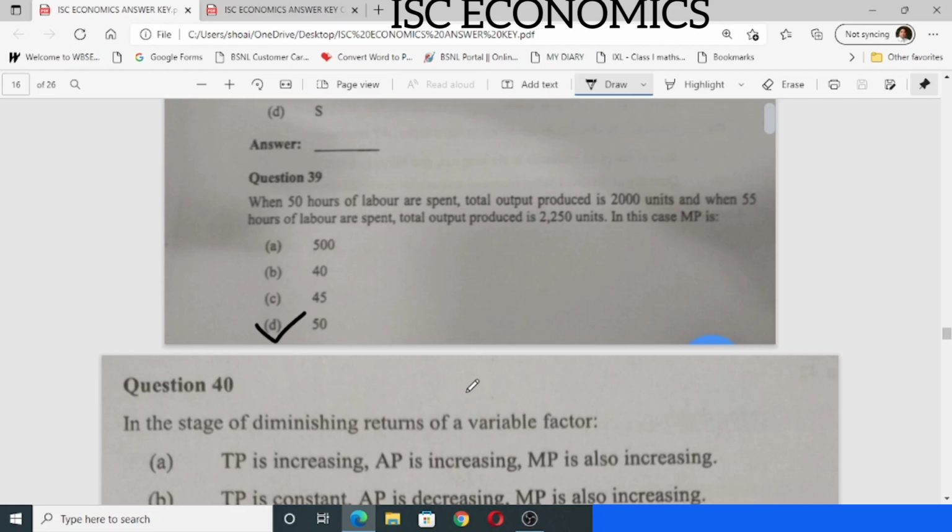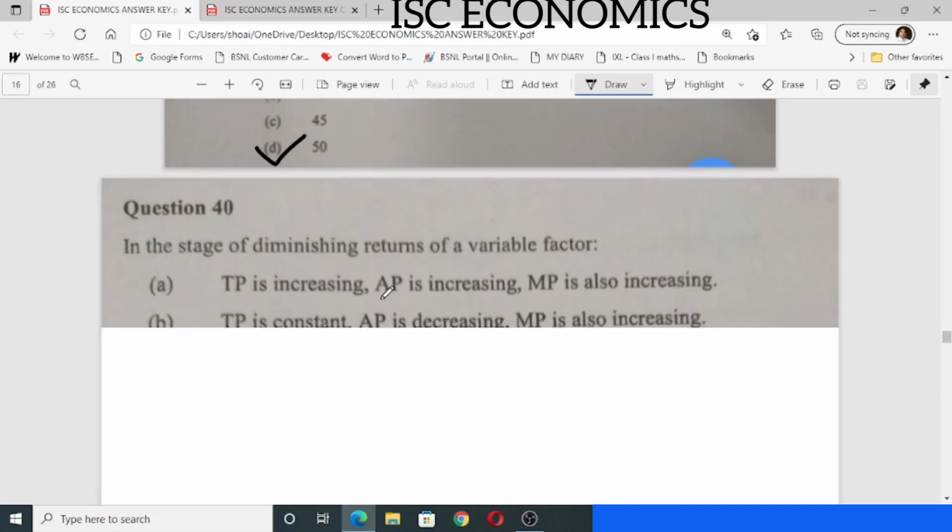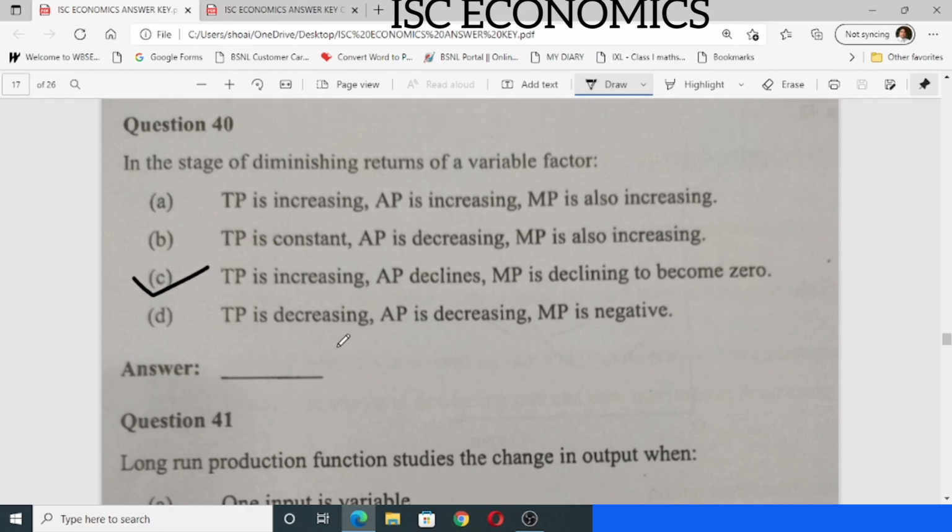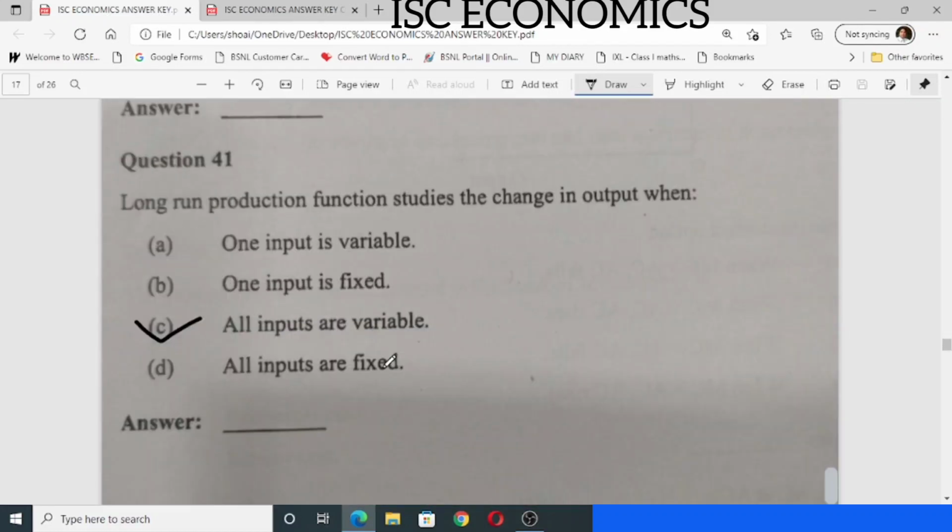39. When 50 hours of labor are spent, total output produced is 20,000 units, and when 55 hours of labor are spent, total output produced is 2250 units. In this case, MP is 50. Now question number 40. This is quite clear, you can read it yourself. C is the correct answer. Question number 41. C again is the correct answer.